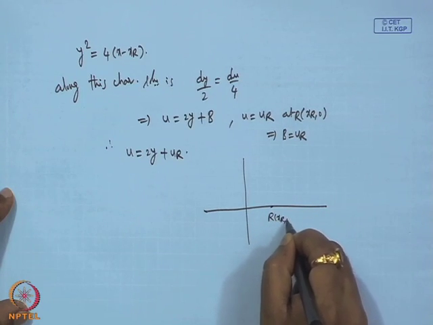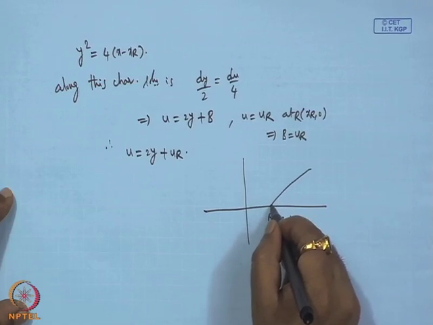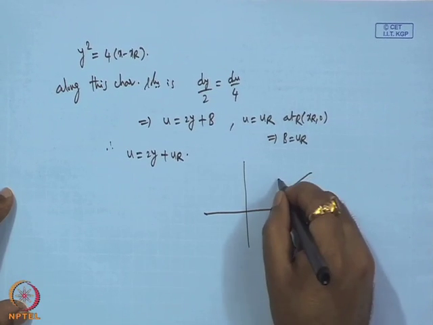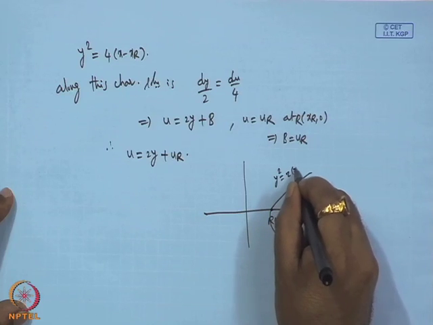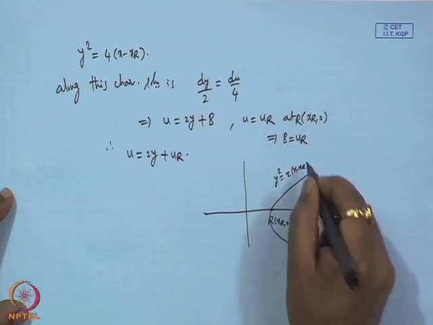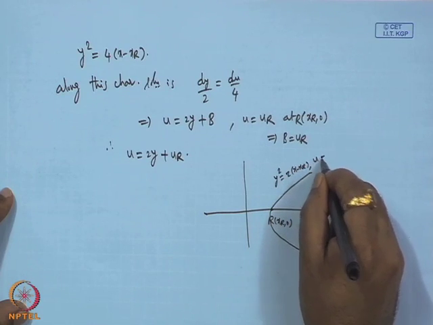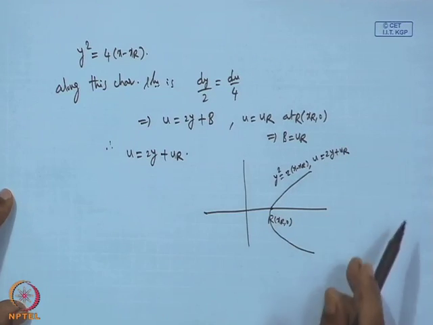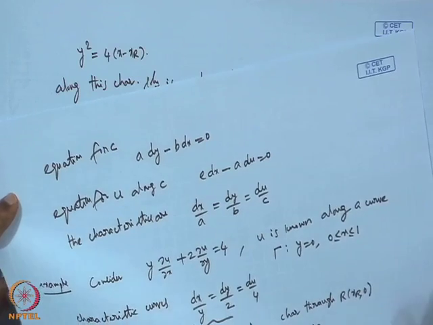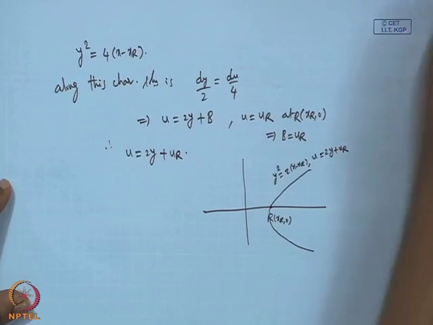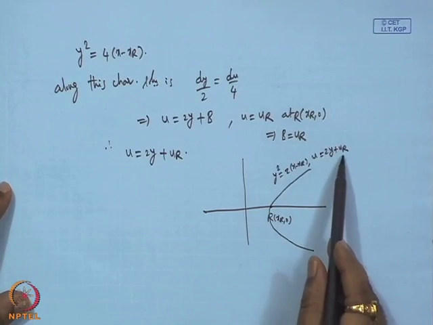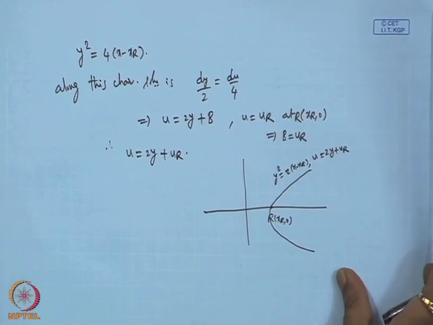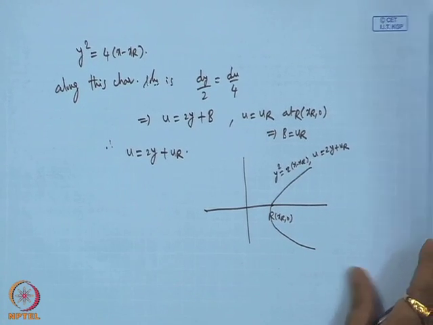Suppose this is the point. So, these are the curves, y square is 2 into x minus x r, along which u is 2 y plus u r. So, if u is known, then one can compute. So, this is the analytical scenario.